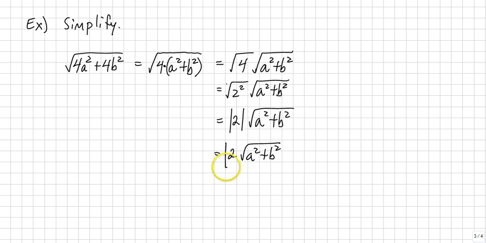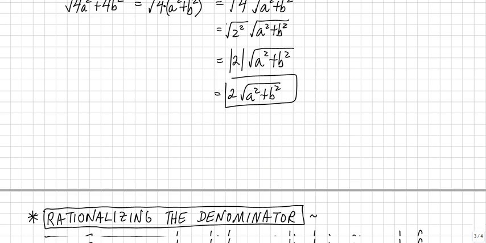And that's as far as that simplifies. There's nothing else we can simplify. I am not allowed to split up a squared and b squared into 2 separate radicals. That is not a valid property.